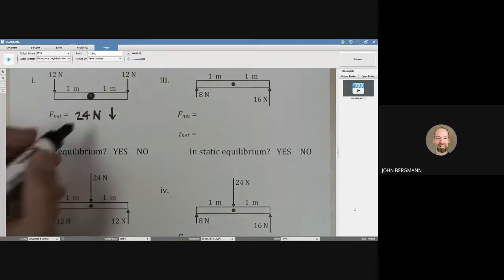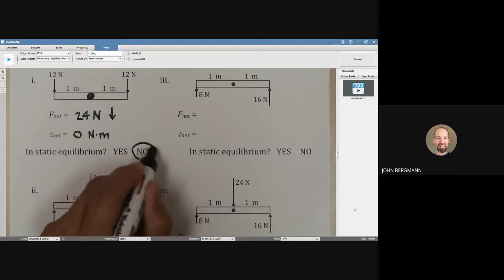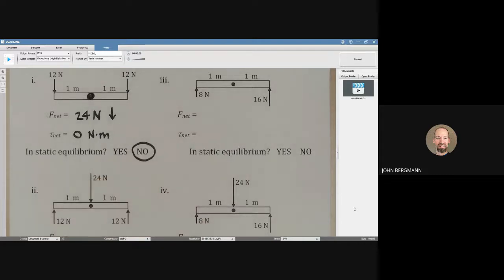The net torque about the center is 0. 12 times 1 counterclockwise, 12 times 1 clockwise. So the net torque is 0. Is that in static equilibrium? It is not, because that 2x4 is going to start accelerating across the table.